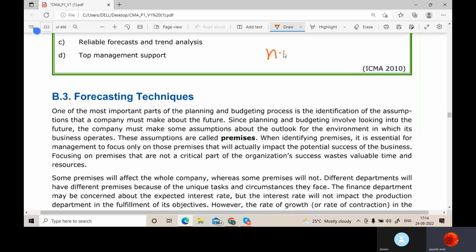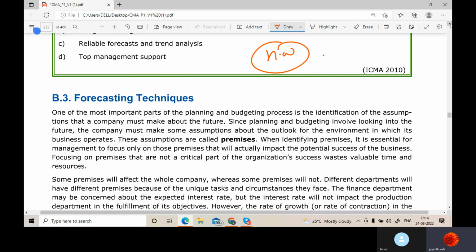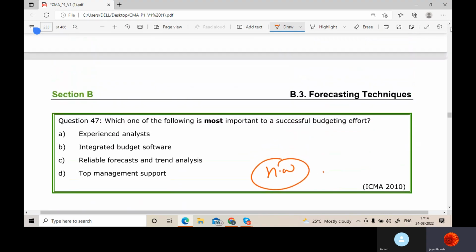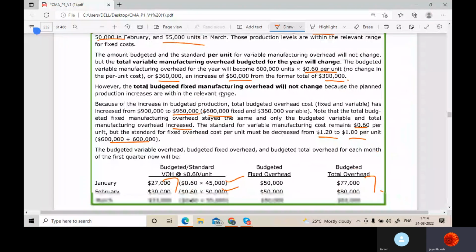This one you can go and do as a homework. Serena, just go for this question. I'll move to the next topic.